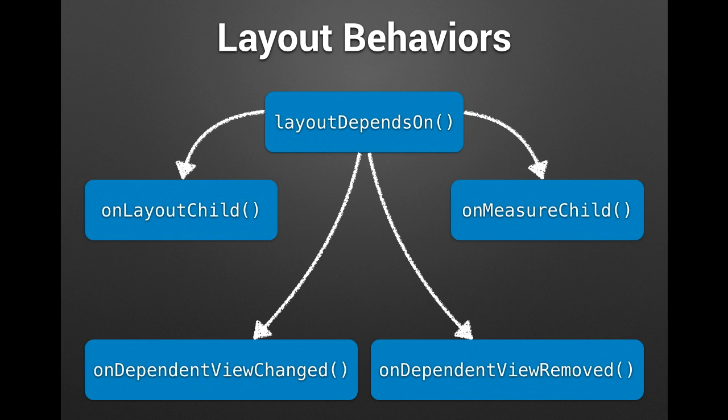Other questions? Yes? Is onDependentViewChanged called for everything, or is it your responsibility to call that from, like, the scroll listener? No, it's essentially called for every posted change. So if, for instance, in the app bar example, the app bar is moving incrementally, anything that depends on it is going to get that callback incrementally as well. There's nothing you have to write to manually dispatch that event in any way. Other questions? Okay, cool.